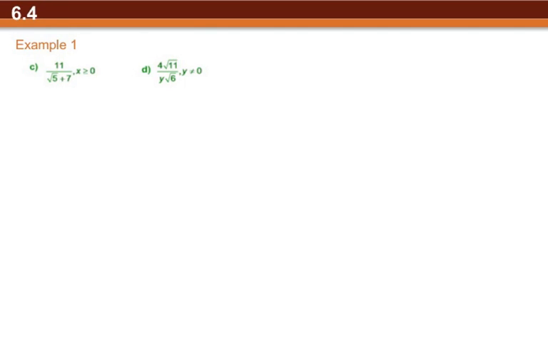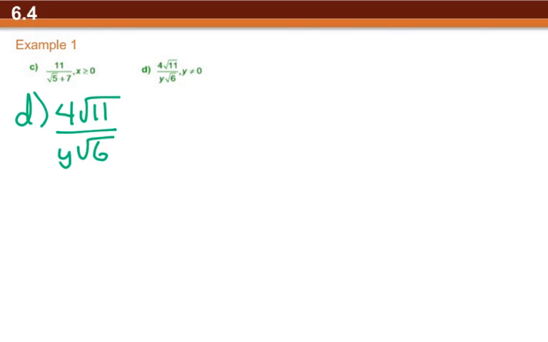In the interest of keeping things consistent, I'm going to do question D before I do question C, because C is a little bit different. We'll deal with that difference later. D, just to restate the question, is 4 root 11 over y root 6. I'm not going to restate the condition, it doesn't matter to us.